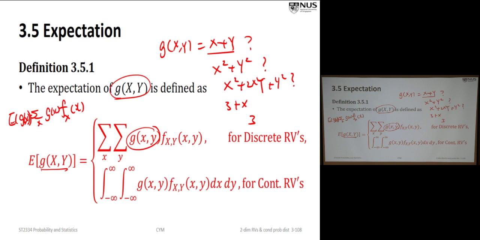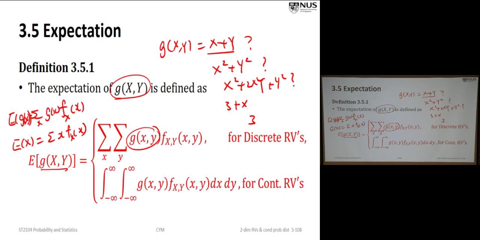So in particular, if g of x is x, then it's x times f of x. That is the expectation of x. And if g of x equals x squared, then that is the expectation of x squared, and so on. But now we just extend it to a function of x and y.